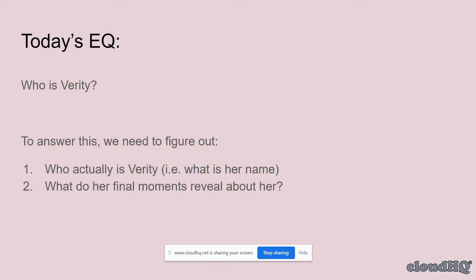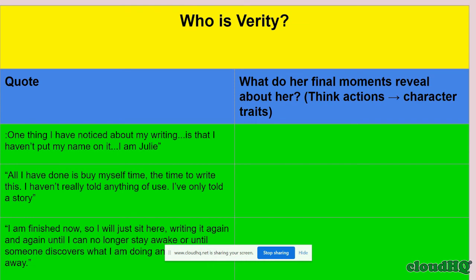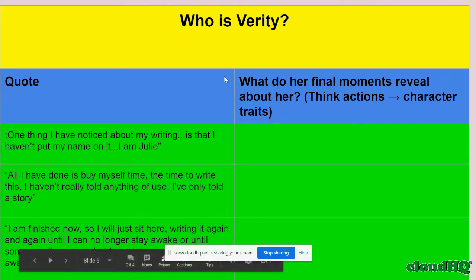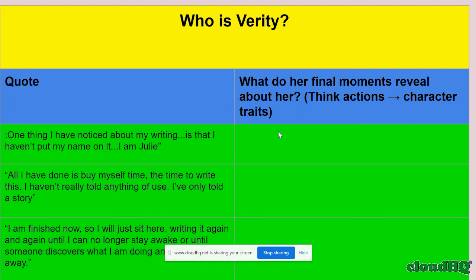In order to answer this, we got to figure out two different things. First, who is she? What's her actual name? And second, what do her final moments reveal about her? So, just like in the last lesson, I set up a chart with some quotes to help you guys through it. What I want you to do is look at the quotes and think about what these final moments reveal about Verity. Think about how her actions show her character traits.